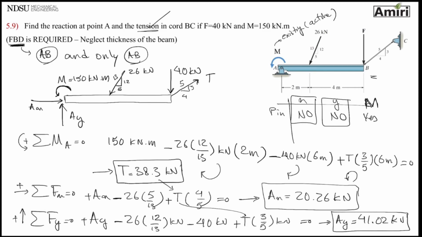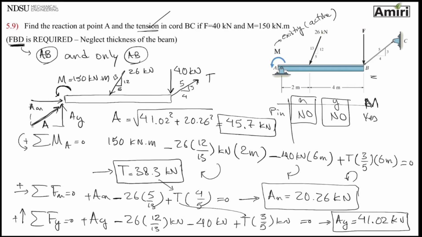Find the reaction. That's a little sneaky little point there, because it asks to find the reaction at point A. Okay, so I have an AY and AX, so you know how to find the resultant force. So A is going to be 41.2, 20.26. So this will result in 45.7. So if I want to just replace it by one force and not components, just a little practice and kind of refresher of what we've had in previous chapters.